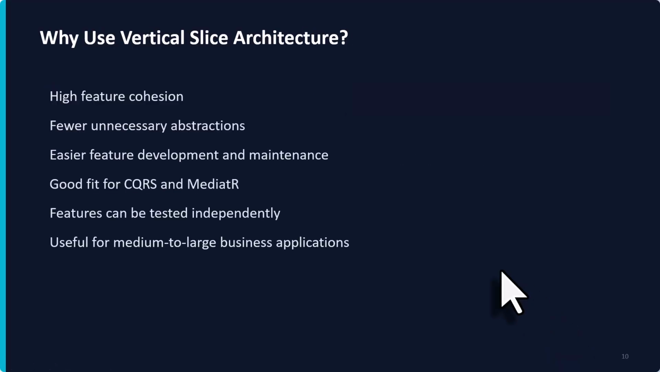Why use vertical slice architecture? The advantages are high feature cohesion, fewer unnecessary abstractions, easier feature development and maintenance, and a good fit for CQRS and the mediator pattern. Features can be tested independently, and it is useful for medium to large business applications.